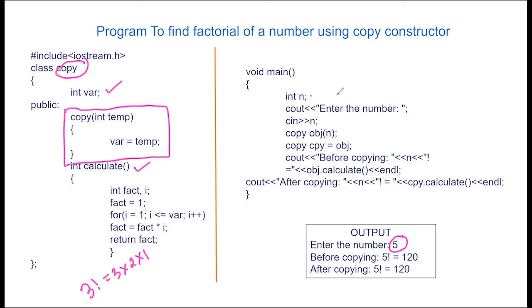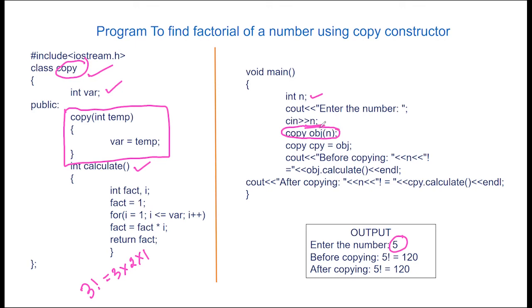So here I'm saying enter a number and I'm taking a value from the keyboard, that is, the user is entering some value. Now here I am creating an object of copy. Don't get confused, this copy is the name of the class. This is not a function, this is the name of a class.